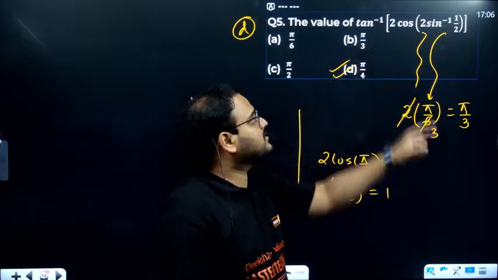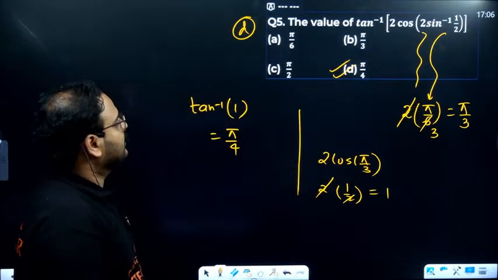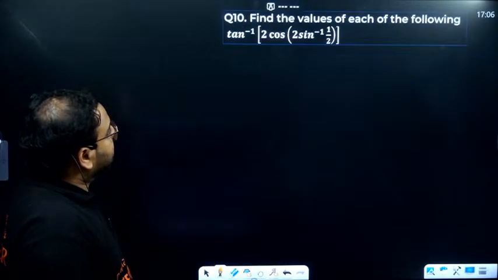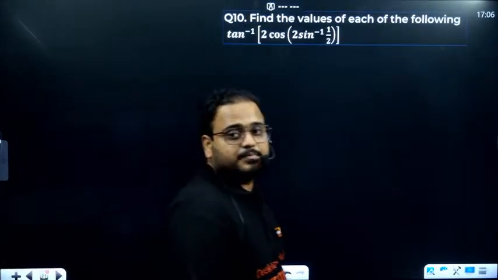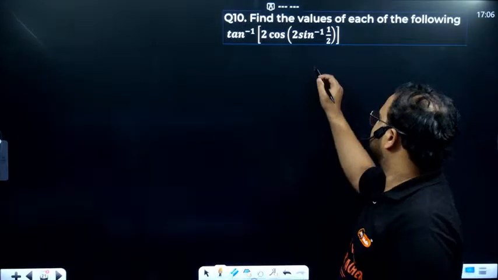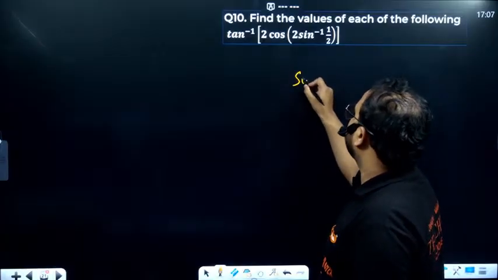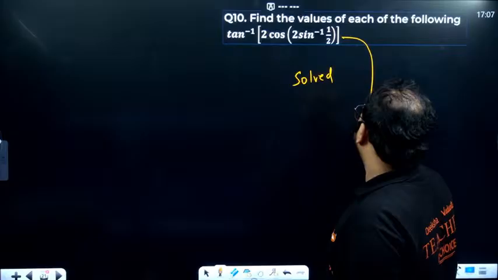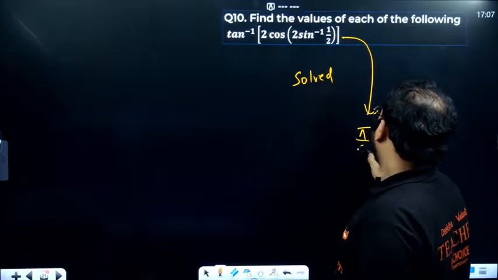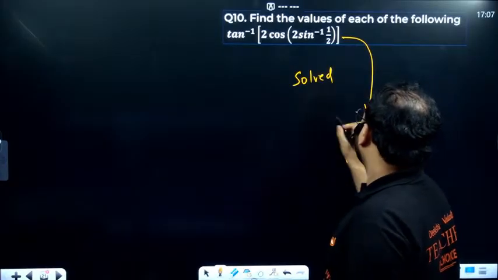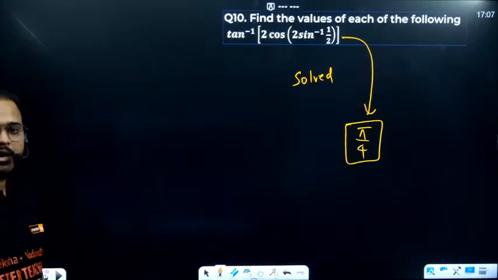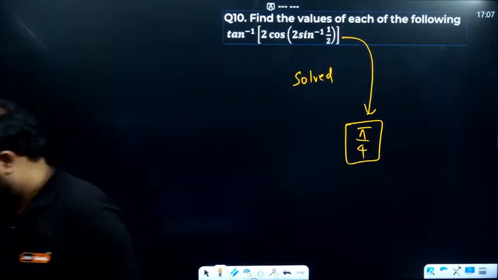Tan inverse of 2 cos sine inverse of 1 by 2. Check this out. This answer is what? We just solved it right now. And what is the answer coming as? This value is coming as pi by 4. I hope no doubts. Please check.